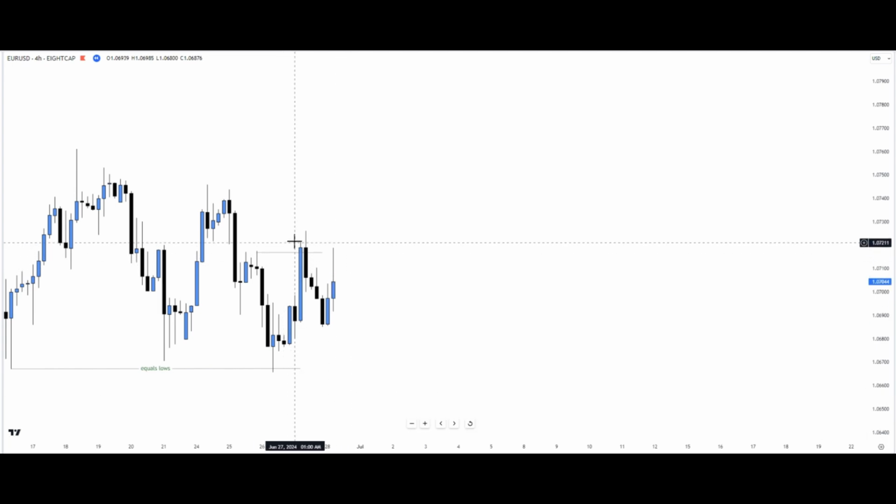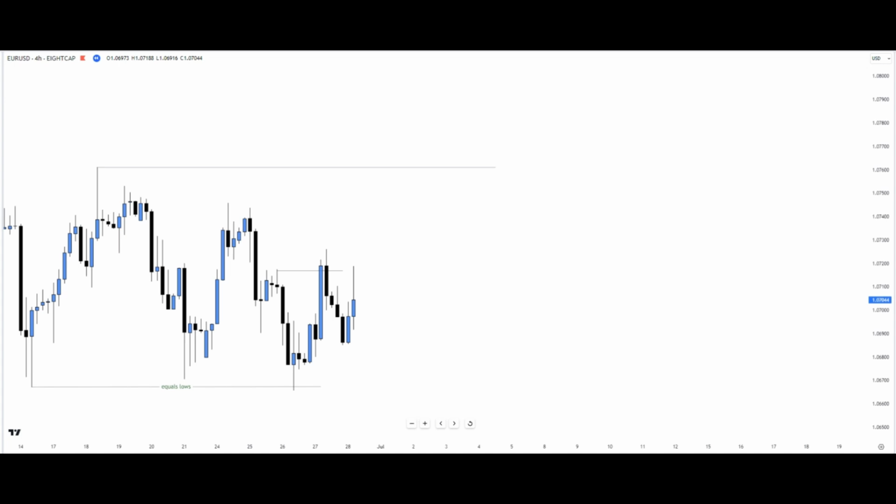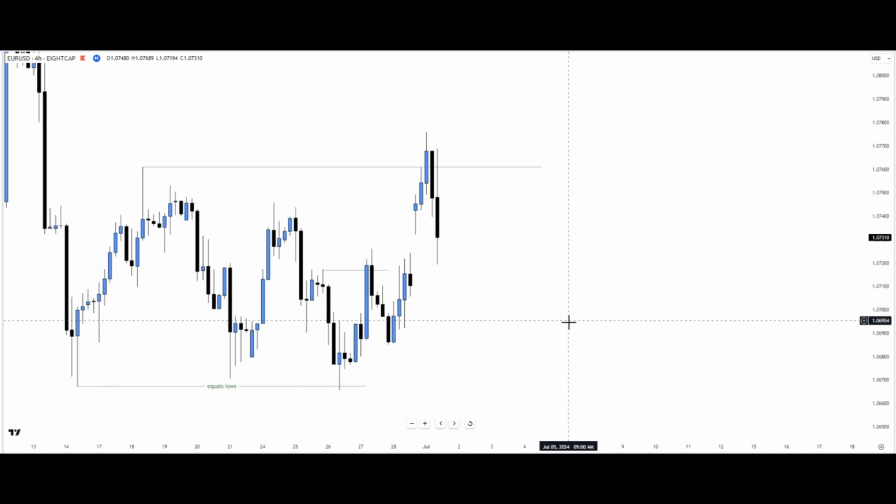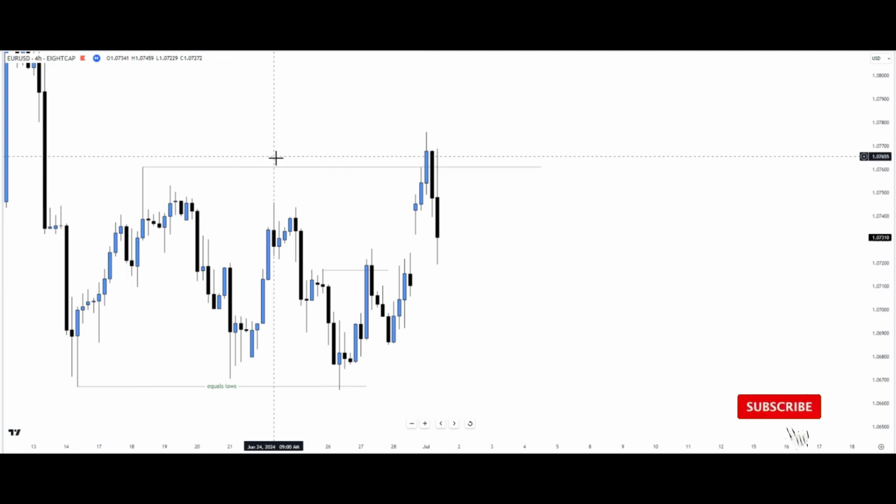Right here we can see price has given us a market structure shift. So let's see what price does going forward. And there you have it. So you can see our price move aggressively to the buy side, taking out buy side liquidity.